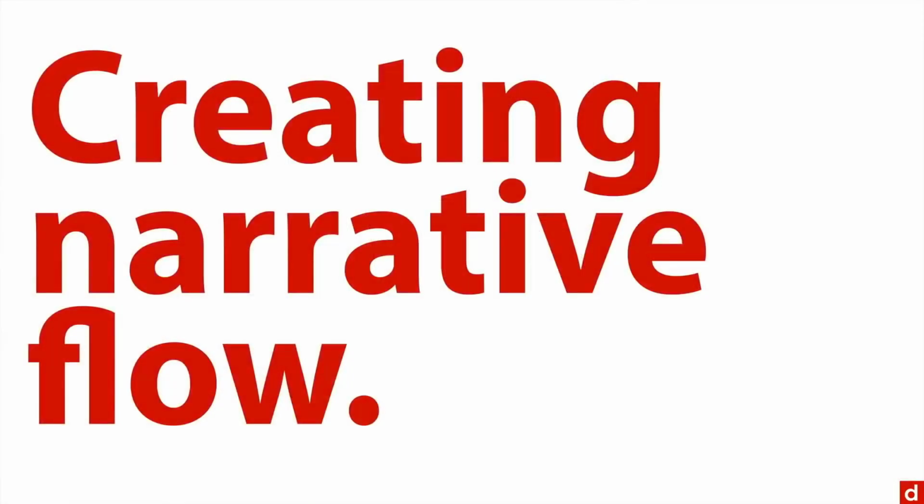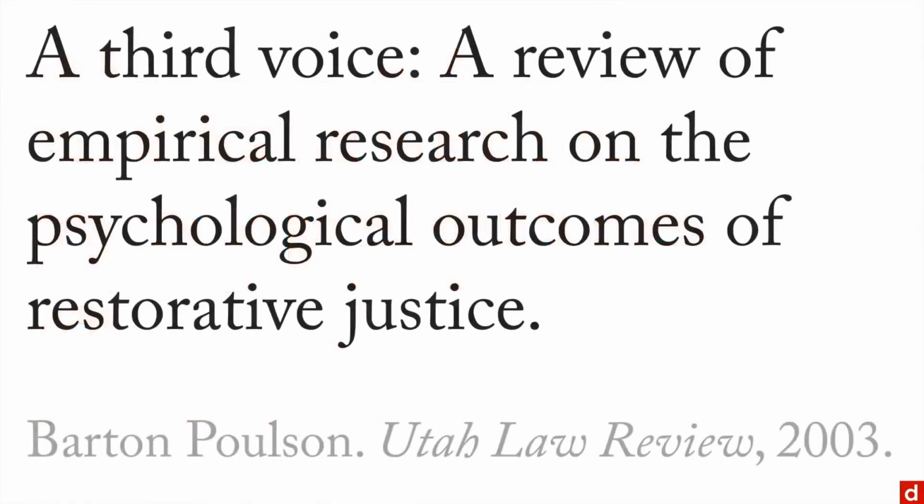To do this, I'm going to pull some charts from my most cited academic paper, which is called A Third Voice, a review of empirical research on the psychological outcomes of restorative justice. Think of that as mediation for juvenile crimes, mostly juvenile. And this paper is interesting because really it's about 14 bar charts with just enough text to hold them together. And you can see there's a flow. The charts are very simple.